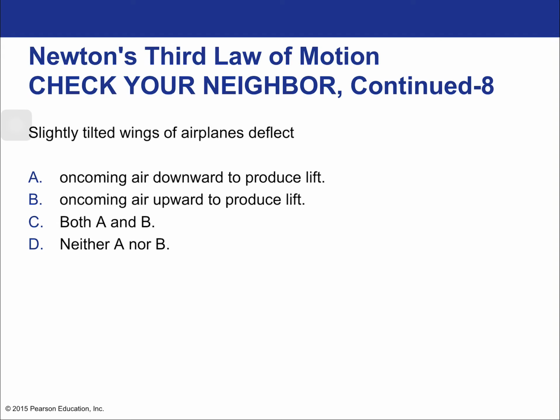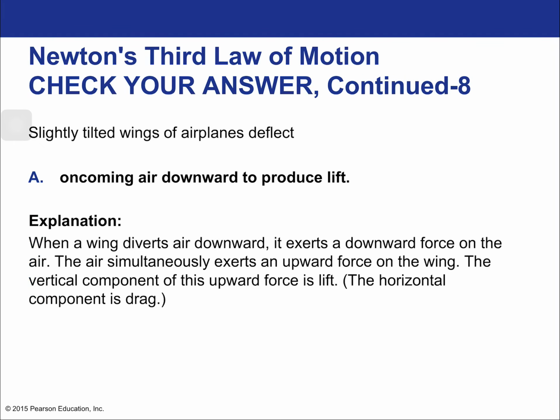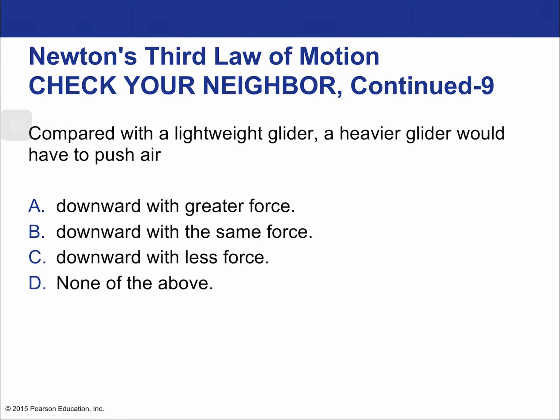Slightly tilted wings of an airplane do what? Here you go, right? Air rushing under the wing in a certain direction. Bet you can guess. The oncoming air is pushed downwards. Since the wing pushes the air down, the air must push back up on the wing with an equal and opposite force. There you go. That's your lift force. Pretty cool, huh?